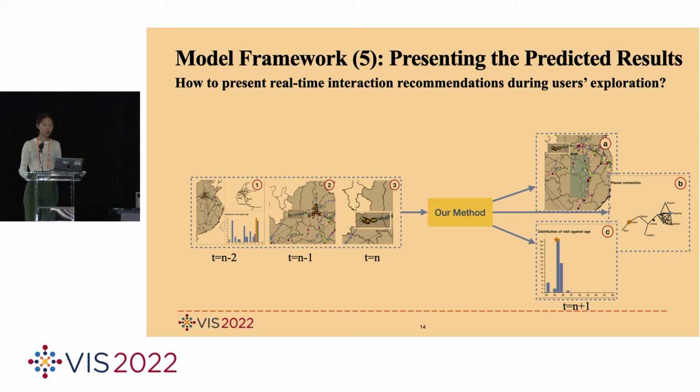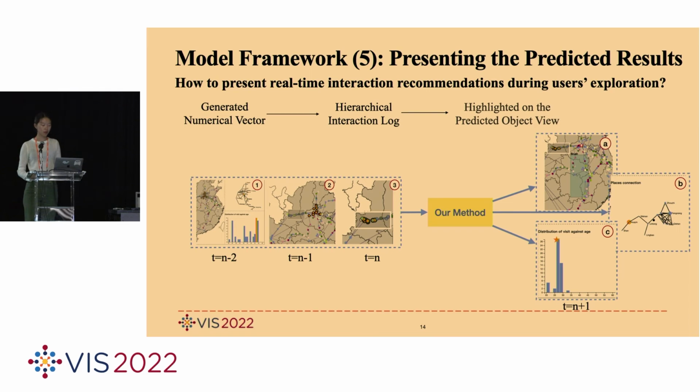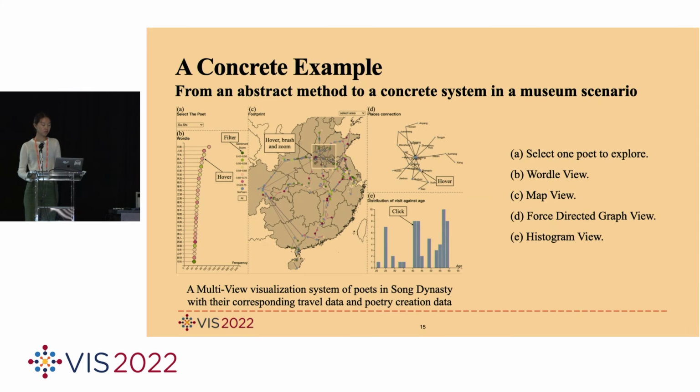This example shows one round of interaction recommendations. The model captured these interaction logs and returned different recommendations as highlighted in this chart. We can see there are highlighted bars here, and it reflects the concept of mixed initiative in our method. We also propose an interactive visualization system in the museum scenario as an example to implement and test the pipeline. The 4 different points from the Song Dynasty are selected. The data consists of temporal trajectory data of when and where a literature was created and its content.